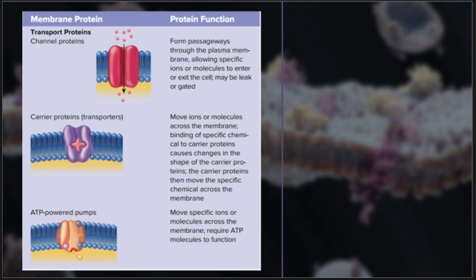We also have, for example, glucose carriers. Your glucose carriers will facilitate the transport of glucose into the cells using your GLUT proteins or GLUT transporters. And of course, we also have your ATP-powered pumps, in which it will require ATP molecules or the expenditure of energy for it to function.